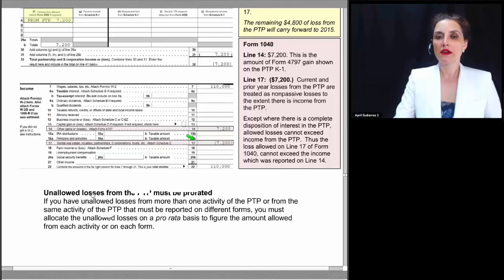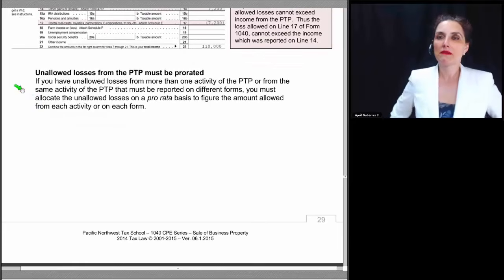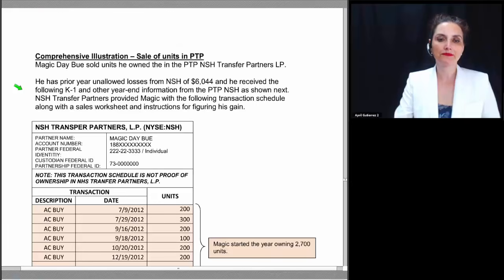Now, if she had completely disposed of all of the units, she would be allowed to enter $12,000 loss on line 17, but she didn't dispose of all of the units, so her loss cannot be more than the income reported from that specific PTP for the year. Unallowed losses from the PTP must be prorated if you have unallowed losses from more than one activity of the PTP or from the same activity of the PTP that must be reported on different forms. You must allocate the unallowed losses on a pro rata basis to figure the amount allowed from each activity or on each form.